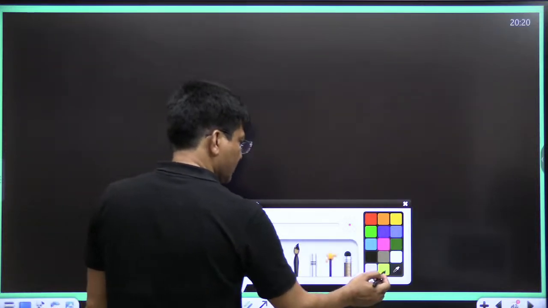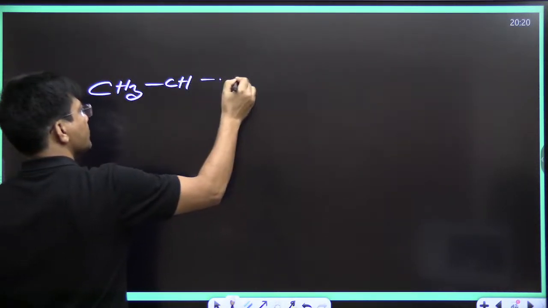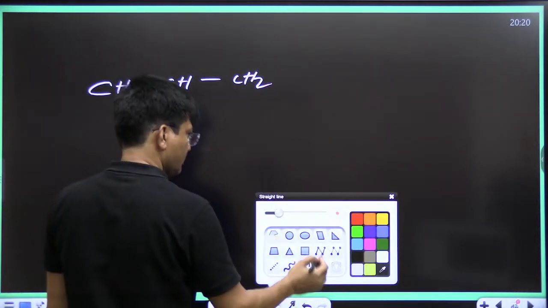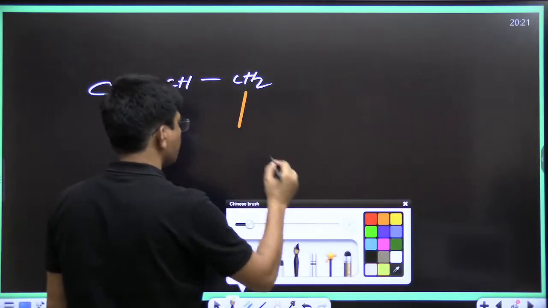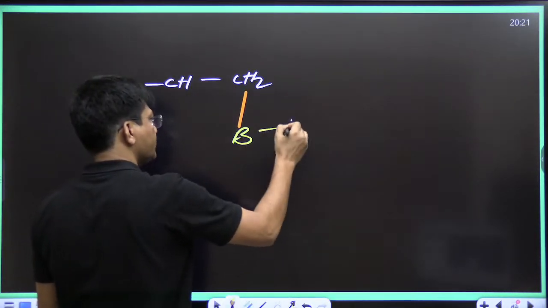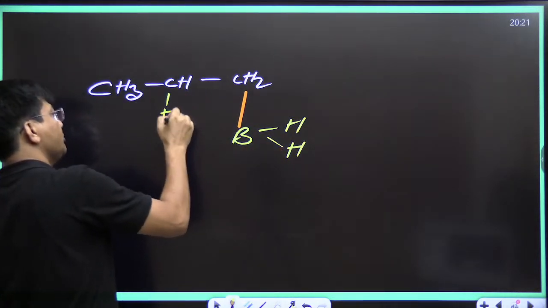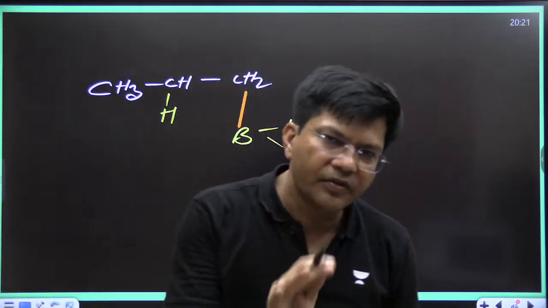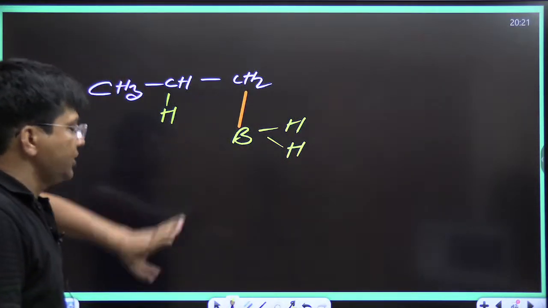Now see, my dear friends, after some time it will look like this. CH3, CH2, boron with 2 hydrogens, and this is the hydrogen that has been added over here. Till now everyone is able to understand? Do let me know, my dear friends. Till now each and everything you are able to understand.